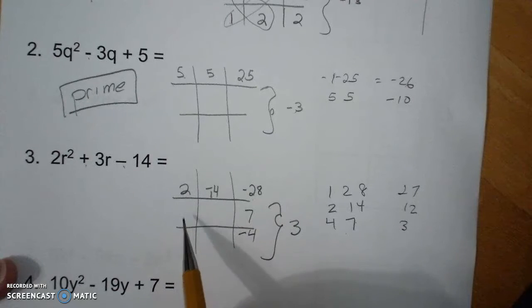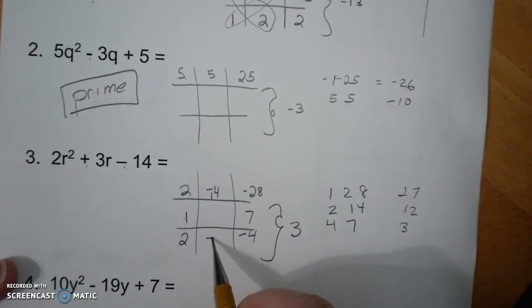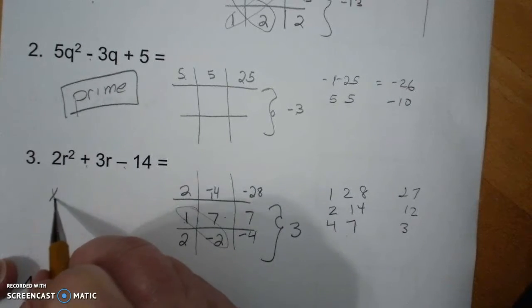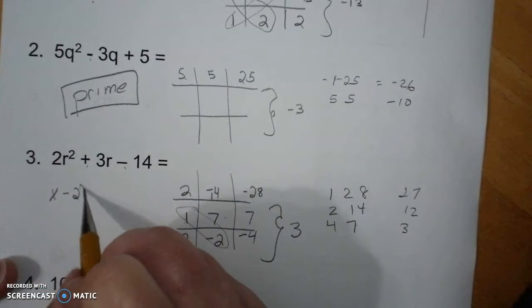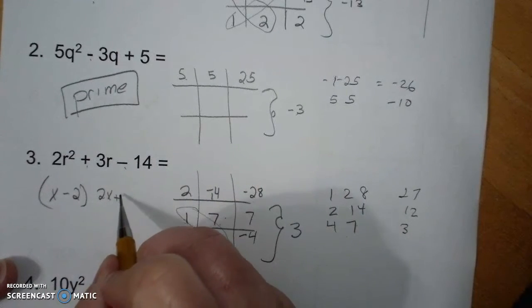2 is 2 and 1. A 2 can't go there because it doesn't go into 7, so that's the 1 and that's the 2. That's a negative 2 and that's a 7. That is x minus 2 times 2x plus 7.